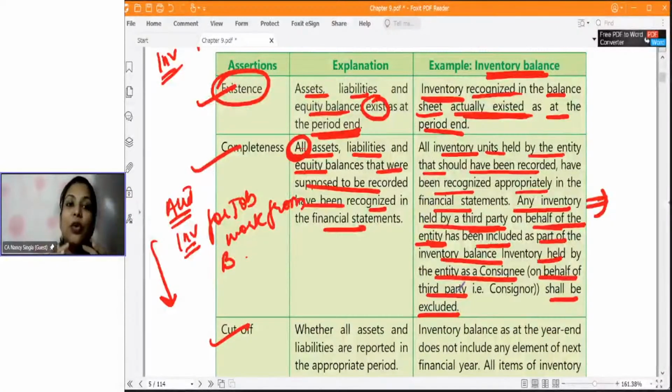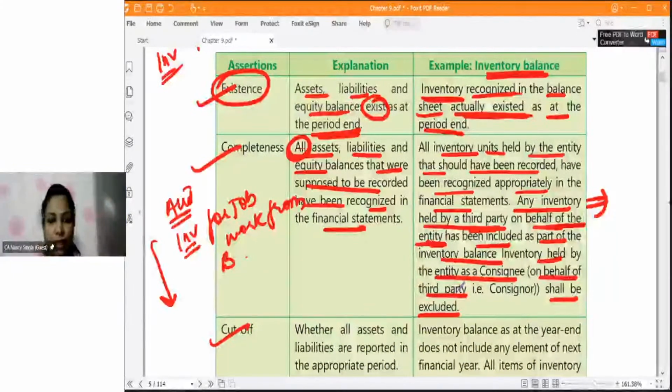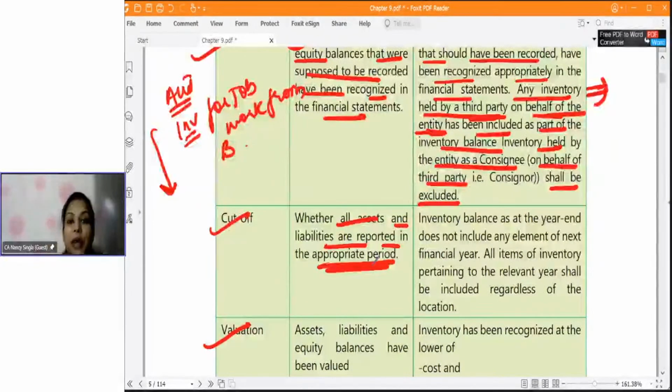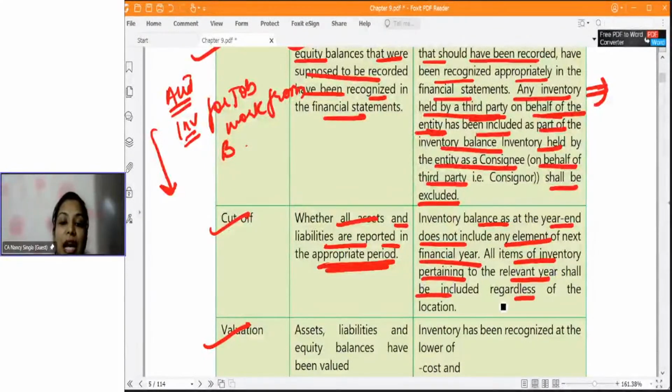If A Limited का कोई inventory is held by third party, so that will be included in inventory of A Limited. If third party का inventory is held by A Limited, then that shall not be included as the part of inventory of A Limited. Clear? Cut off. Whether all assets and liabilities are reported in the appropriate period. It should not happen that any inventory which has been obtained in the next year is also included in this year. So inventory balance as at the year end does not include any element of next financial year. All items of inventory pertaining to the relevant year shall be included regardless of the location.